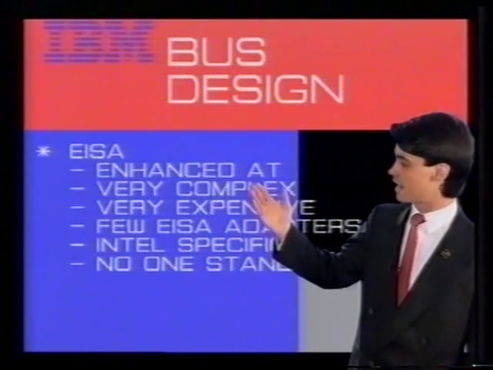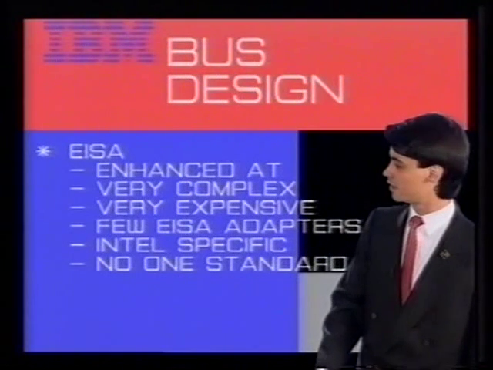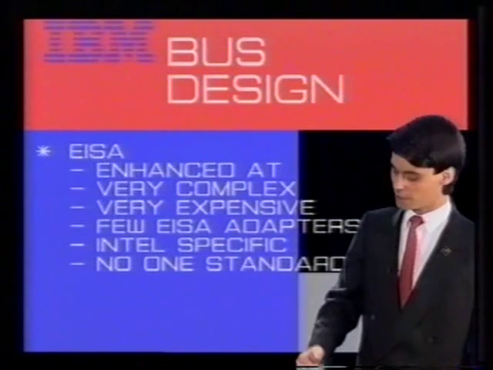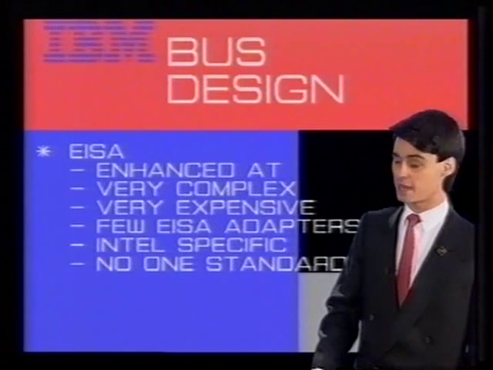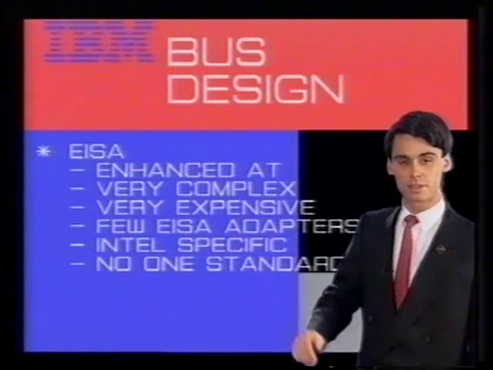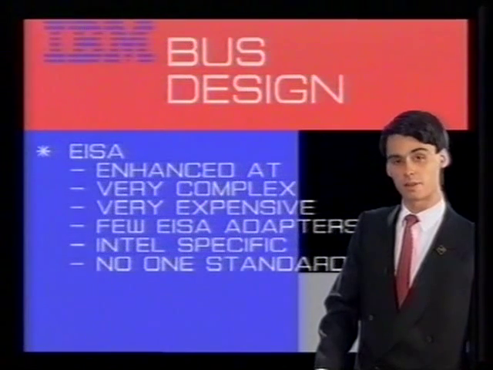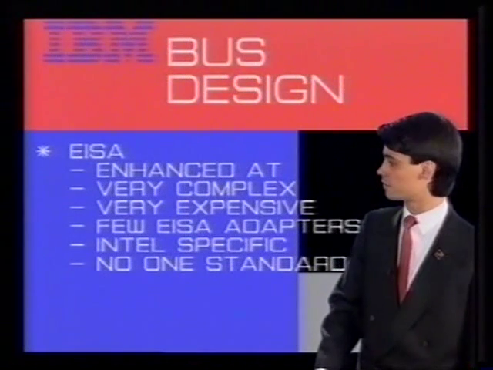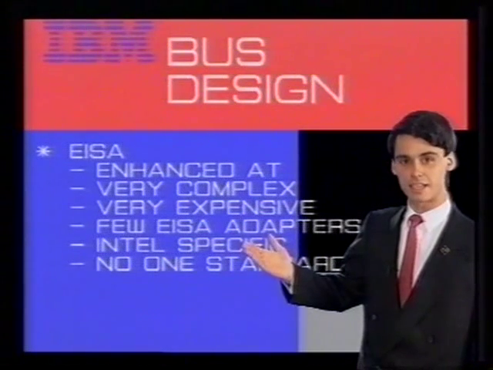First of all, it is an enhanced PC, enhanced AT bus architecture. It is a very complex architecture for this exact same reason, supporting 8, 16 and 32-bit devices on a single bus. This makes it very expensive. For example, the entry-level ESA-based machine costs around about $15,000, while on the other hand, IBM's microchannel entry-level point is around about $4,000. There are very few ESA adapter cards to take advantage of the ESA bus architecture.